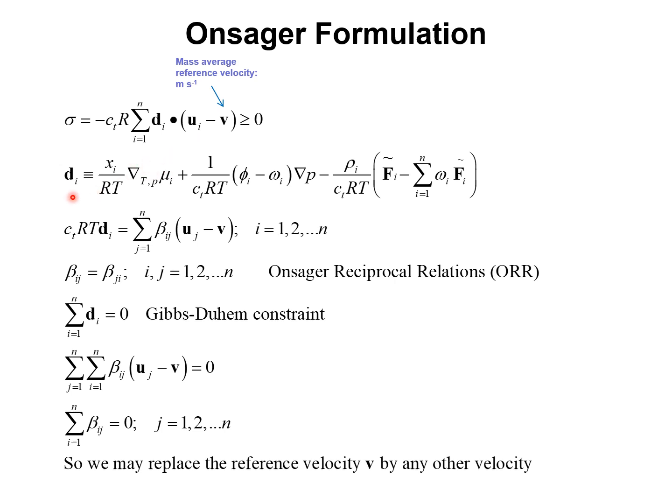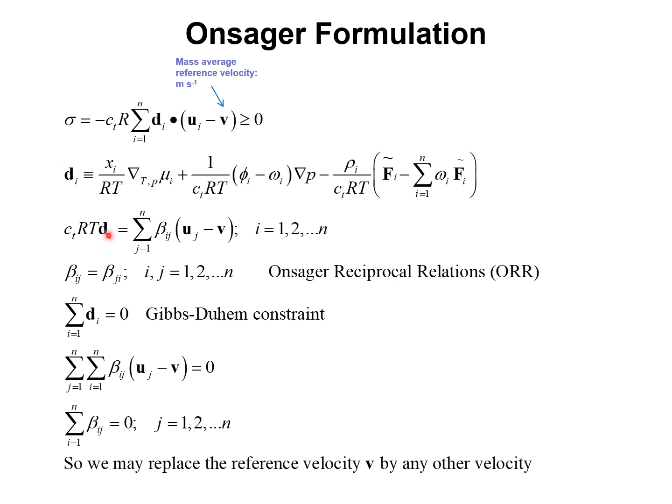We remind ourselves that the driving force for species i consists of 3 separate terms. The first term is the contribution of the chemical potential gradient. The second term is the contribution of the pressure gradient. And the third term is due to the influence of external body forces such as centrifugal forces and electrostatic potential gradients.